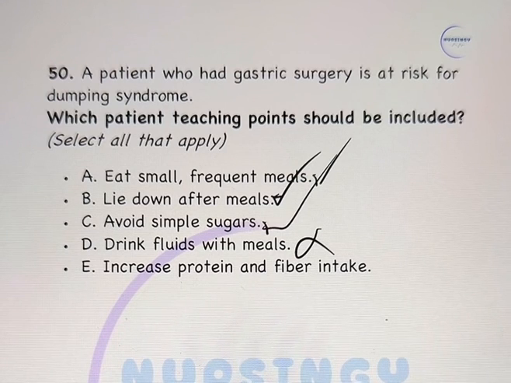You need protein for healing. It takes time. That's why we don't give simple sugar, because it will digest fast and give the indication like, okay, food is coming, and empty fast. When you give fiber, it will slow down the movements. So fiber is always recommended. Protein is always recommended. So E is actually correct.